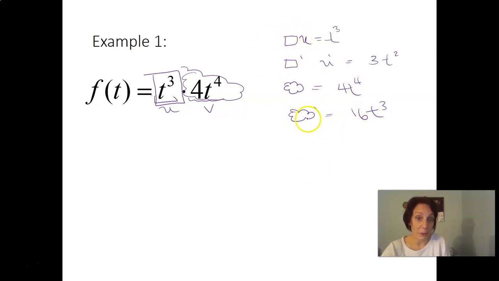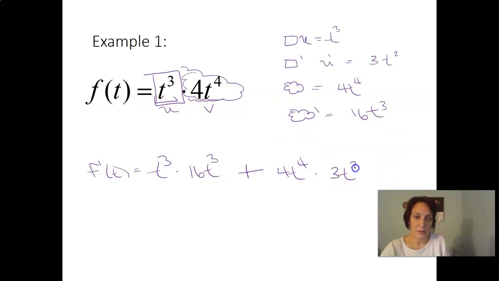Those are the four parts you're going to need, right? You're going to need rectangle and cloud prime. Then you're going to need cloud and rectangle prime. So when all we're doing is taking the derivative, we've already got our parts. All we have to do is put them back together again, right? So I'm going to do my first term, which is t cubed, times the derivative of my second term, which is 16t cubed, plus my second term, 4t to the fourth, times the derivative of my first term, 3t squared.